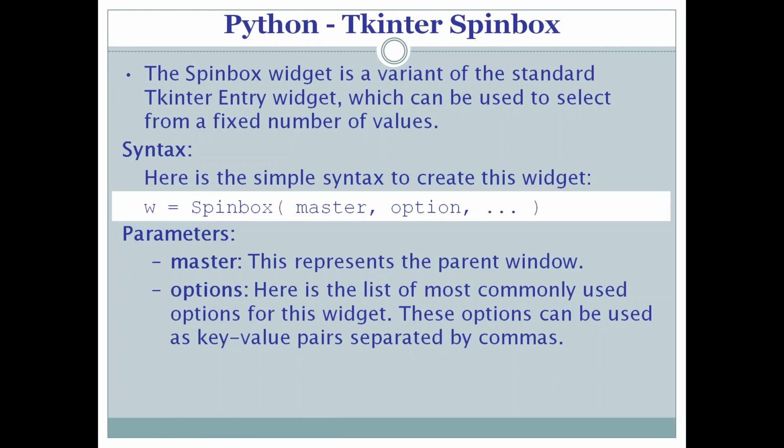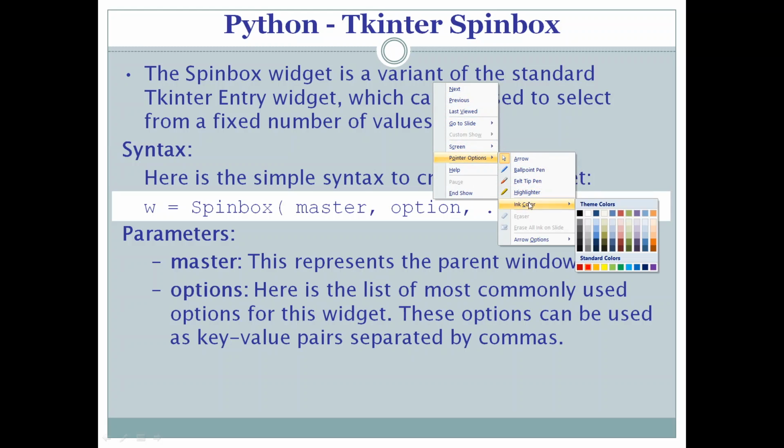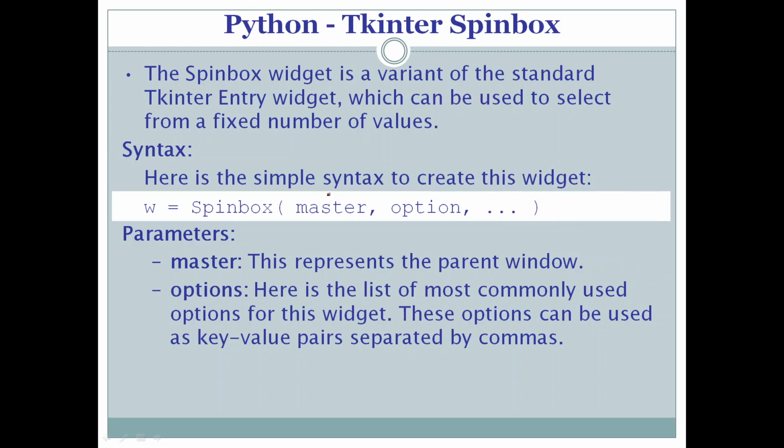The next widget is the Spinbox widget. Now the Spinbox widget is a variant of the standard Entry widget, which can be used to select from a fixed number of values. So the Spinbox widget, as the name suggests, simply switches from one value to another value. So we have a set of fixed values for it, and we can change these values by clicking on the up and down arrows which are provided with the widget.